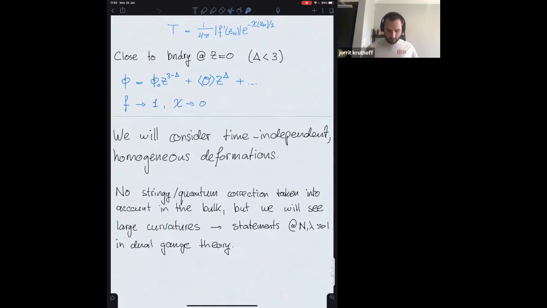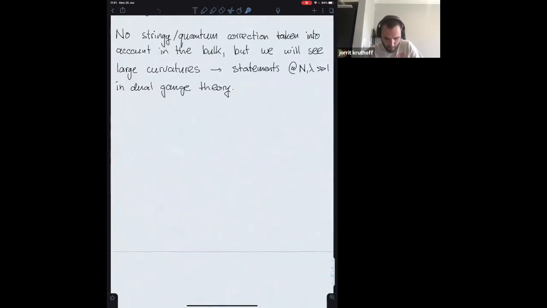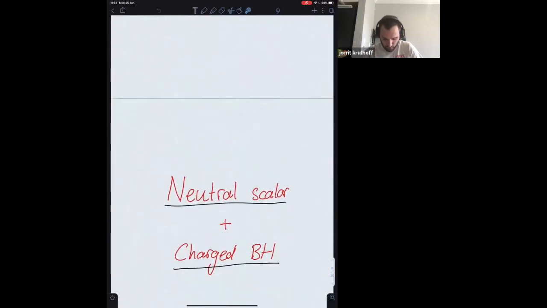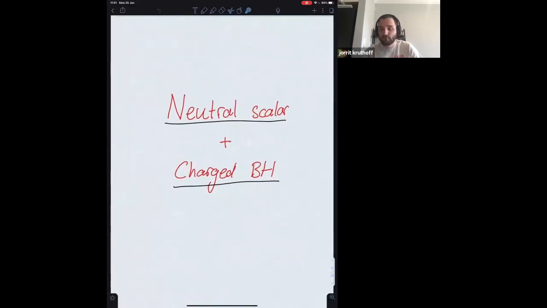As a disclaimer, I also want to say that we're not considering any stringy or quantum corrections in the bulk. But there will be large curvatures. And so mostly the statements I will make are at large N and large coupling in the dual gauge theory. All right. Any more questions before I move on to discussing the first case?